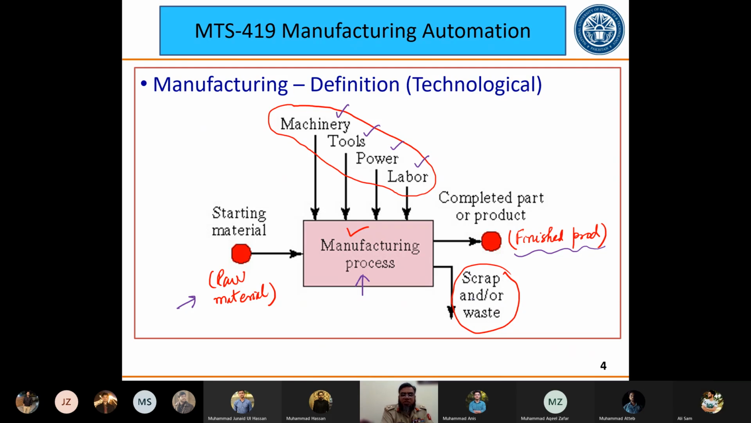So this is what would be waste: if your product does not qualify for quality, it is going to go into waste. Scrap is the material removed from the raw material to give it the shape of the finished product. So this is the figure, or pictorial view, of the definition which we have studied previously.